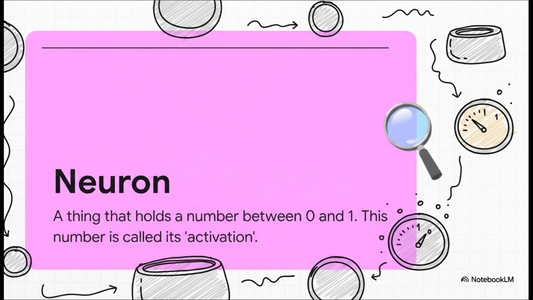Now, I know the word neuron sounds a bit intimidating, maybe brings up biology class flashbacks, but for what we're doing, it's actually incredibly simple. Don't think of it as a brain cell, just think of it as a little container that holds a number, specifically a number between 0 and 1. We call that number its activation. You can kind of picture it like a dimmer switch. 0 is completely off, 1 is fully on.